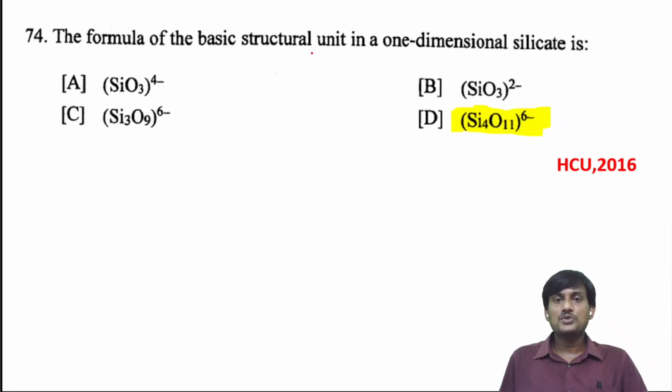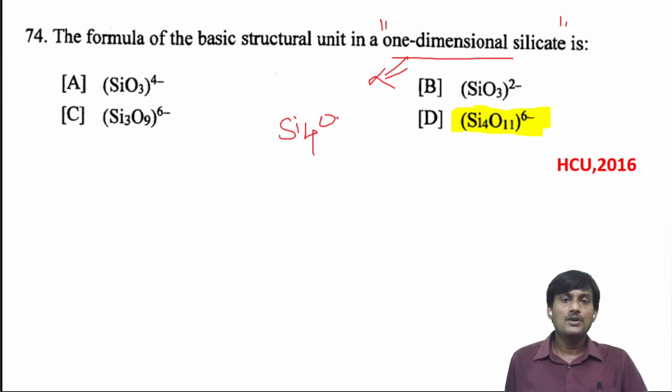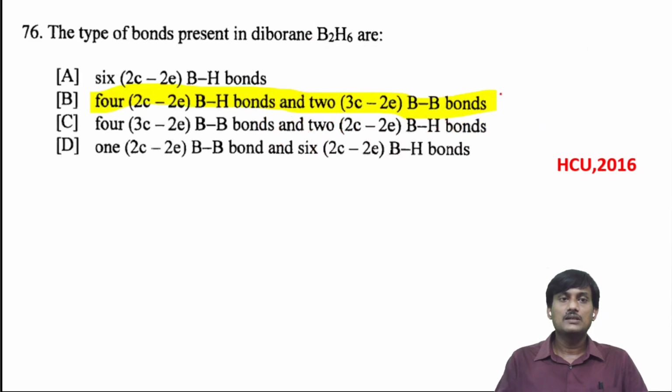The formula of the basic structural unit in a one-dimensional silicate. One-dimensional silicate is a single chain silicate. We know the formula of single chain silicate is Si4O11 6 minus. This is the formula of one-dimensional silicate. So Si4O11 6 minus will be the one-dimensional silicate.